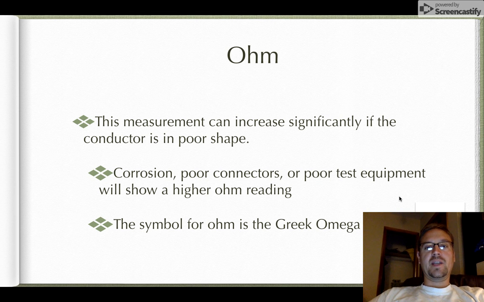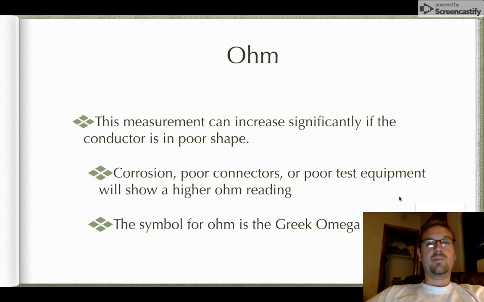The ohm measurement can increase significantly if the conductor is in poor shape. Things such as corrosion, poor connections, poor connectors, poor test equipment will show a higher ohm reading than what might have been there originally. And the symbol for ohm is the Greek omega symbol.